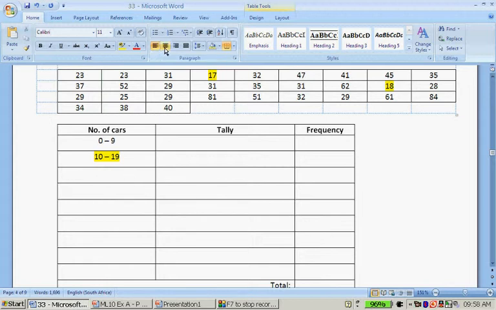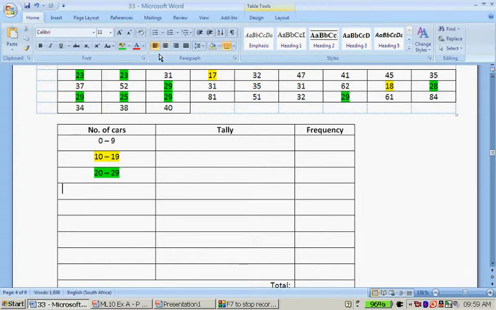Okay, now the next one, let's make it between 20 and 29. Right, so let's make this green. So it's 23, 29, 28, 29, 25, those three and this one.